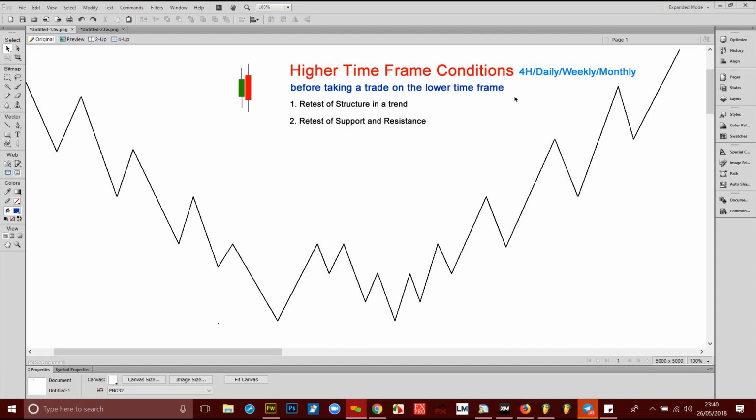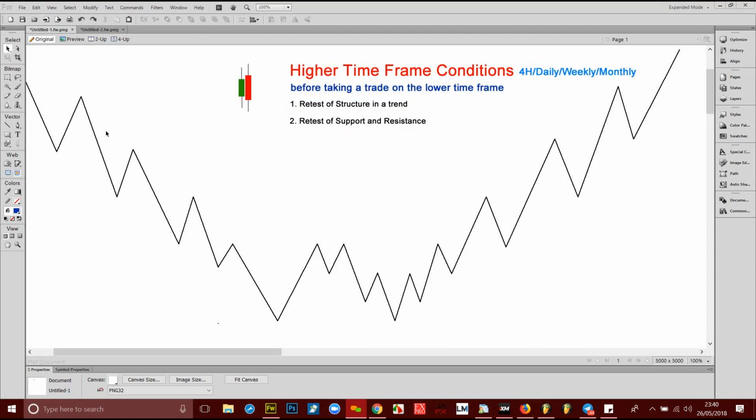So it's really entirely up to you what your higher time frame is. You must make sure you see these conditions on your higher time frame before even deciding to take a trade on the lower time frame. And the first of these conditions is the retest of structure. The retest of structure. What does that mean?